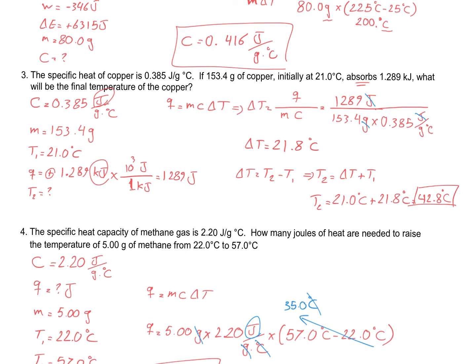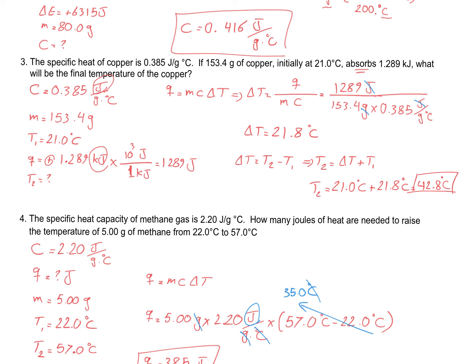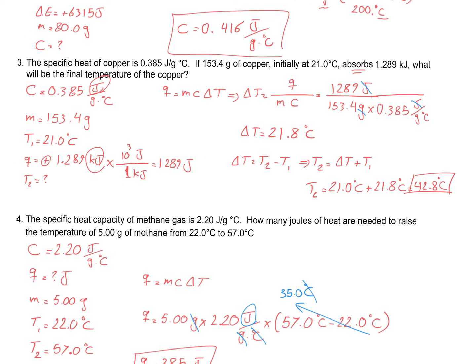Okay, question 3. The specific heat is given, so you write down the information. C is 0.385, and pay attention that the unit is joule over gram over degrees Celsius. There is a mass of copper, 153.4 gram, so write down the mass, M, 153.4 gram. Initially it is Ti or T1 at 21 degrees Celsius. It absorbs, so it's gaining the energy, so it's a plus sign.